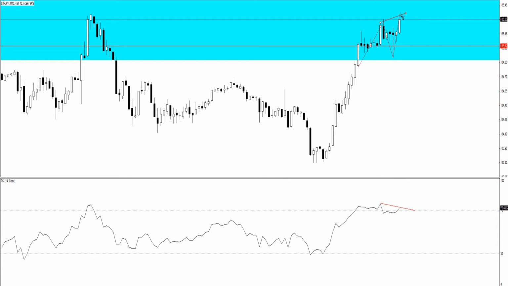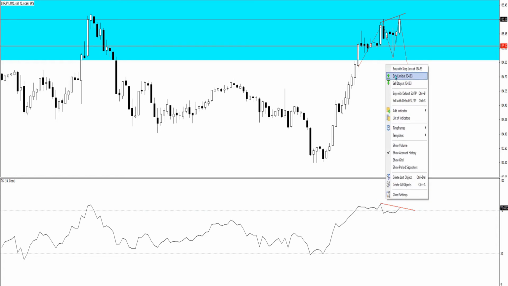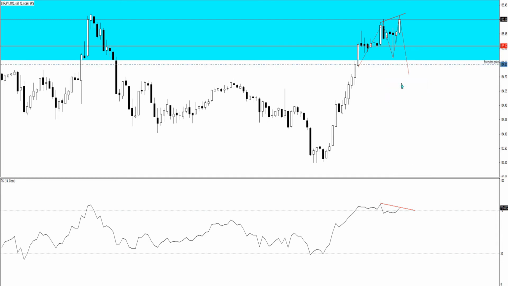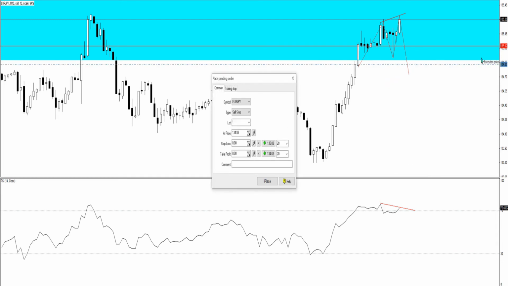Price goes to a higher high, then comes back down. So if the RSI remains the same, then the entry would be 3 pips below that area. So what we could do is put our sell stop 3 pips below the area.